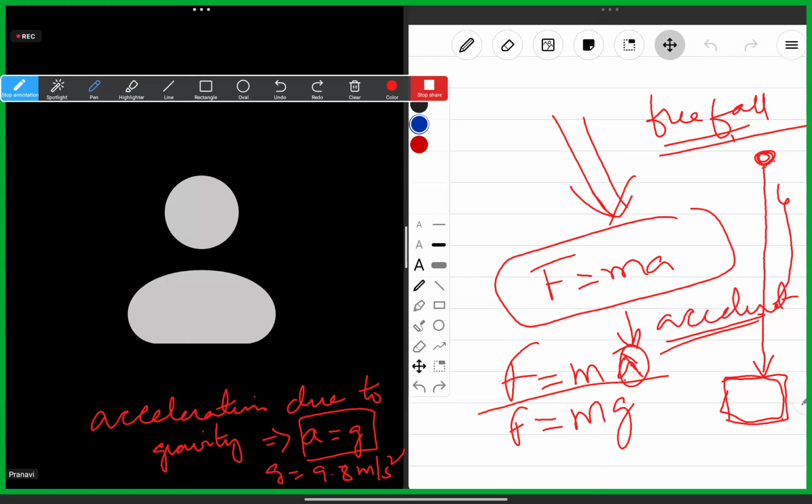So you asked for the definition of the universal law of gravitation. It's there in the printed notes.